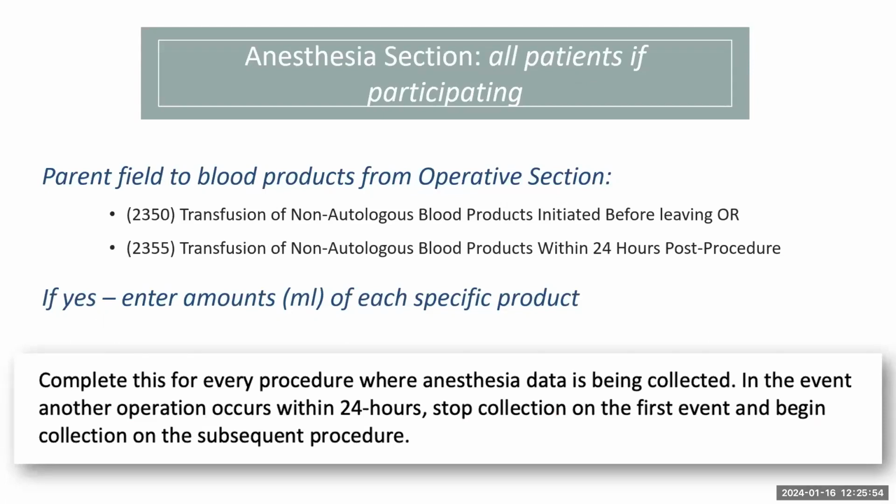So then in the anesthesia section, you are only going to complete the fields within the anesthesia section if your site is participating in the anesthesia section. Otherwise, you can ignore this. Again, those parent fields that came from the operative section that we've asked you to complete on every case that goes to the OR, 2350 transfusion of non-autologous blood products initiated before leaving the OR, as well as 2355 transfusion of non-autologous blood products within 24 hours post-procedure. If you have said yes to one of those, then it's going to ask you to enter the amounts in milliliters of each of the specific types of blood products.